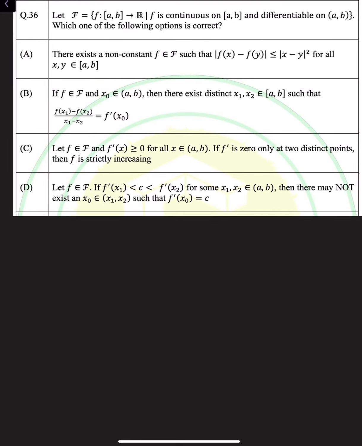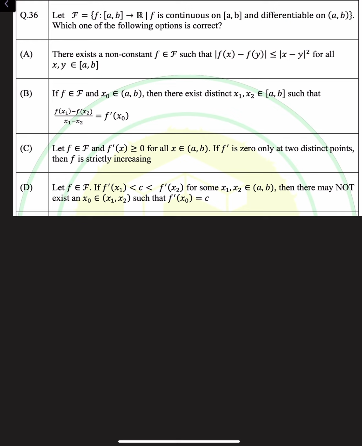Let F contain all the functions from [a, b] to R such that f is continuous on [a, b] and differentiable on the open interval (a, b). Which of the following options is correct? So if we consider the first option, there exists a non-constant f such that |f(x) − f(y)| is less than or equal to |x − y|² for all x, y belonging to [a, b].